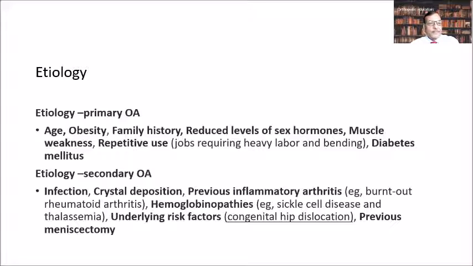For secondary OA, a few important causes can be infection, crystal deposition, and previous inflammatory arthritis. Usually we see it in burnt out rheumatoid arthritis. It could be hemoglobinopathies, or underlying risk factors as in congenital hip dislocation. And one point which must be remembered is the previous meniscectomy. Meniscectomy causes osteoarthritis.